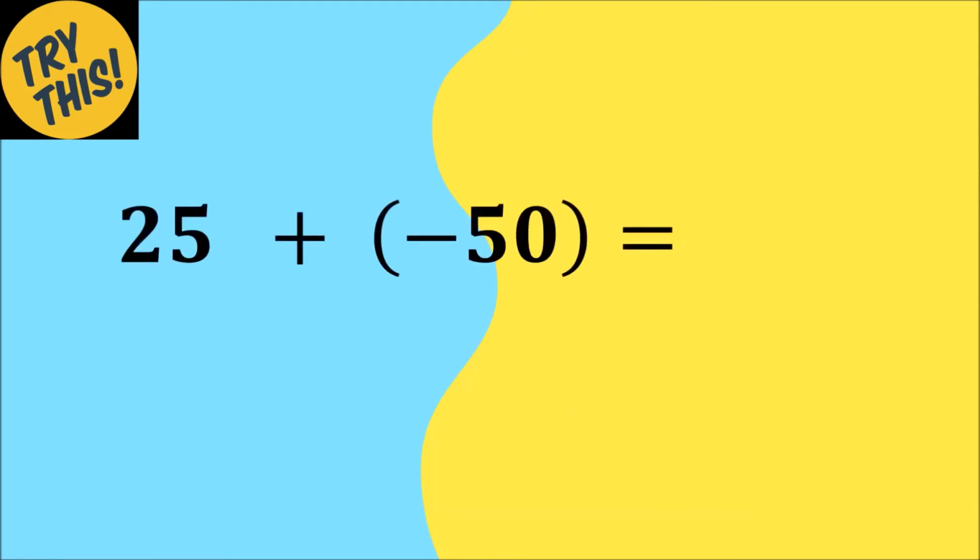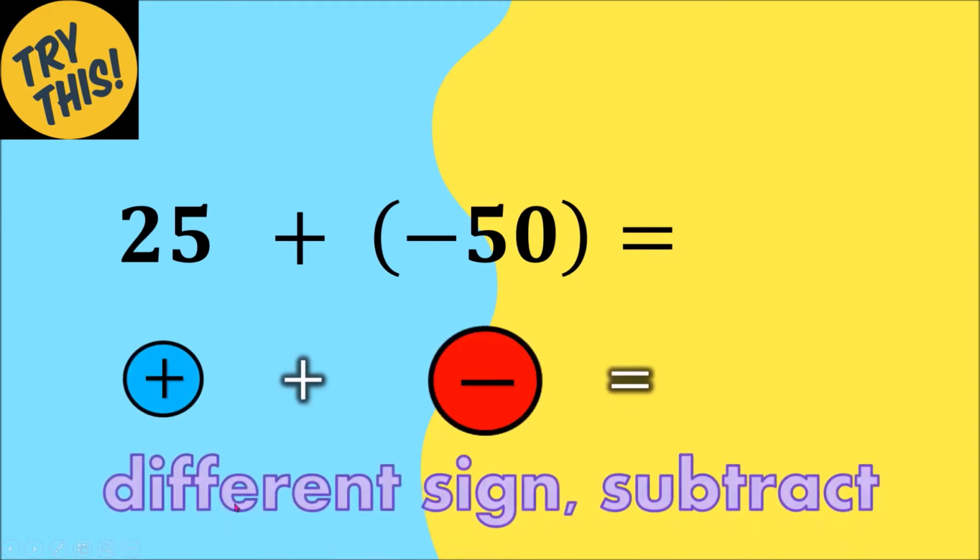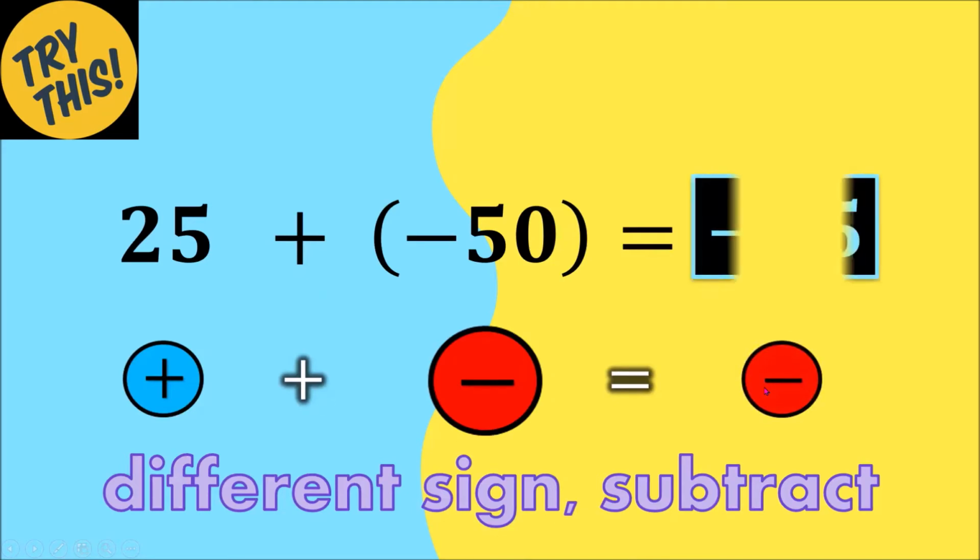And then next, we have 25 plus negative 50. So we have here positive plus negative is equal to, so again, our rule, different sign, we need to subtract it. So 50 minus 25 is equal to 25. And then we need to copy the sign of the number with the larger absolute value, which is 50. And the sign will be negative. So our answer will be negative 25.